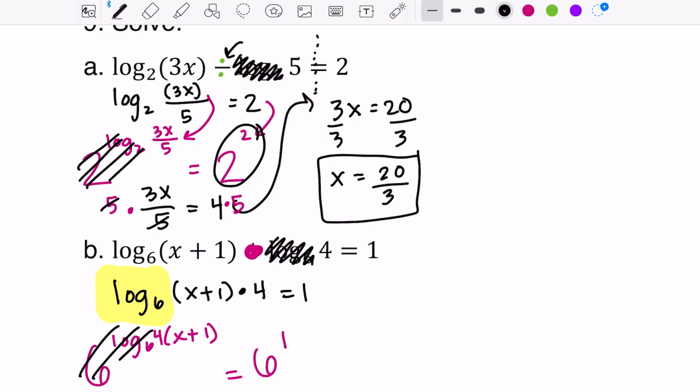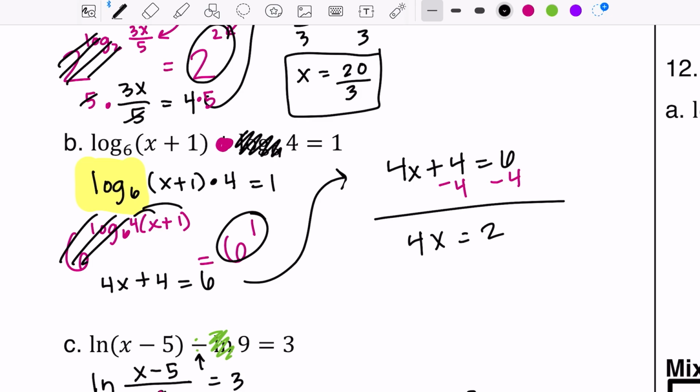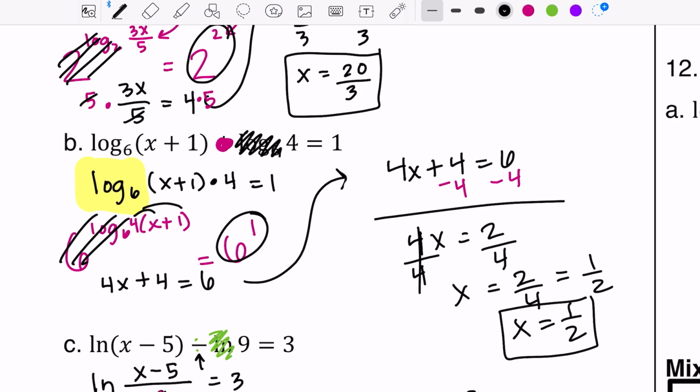I'm going to see that these undo each other, the 6 and the log base 6. So I get 4, and then I'm just going to do that math. 4x plus 4 equals, and 6 to the first power is 6. So that gives us 4x plus 4 equals 6. So then we subtract 4 from both sides. We get 4x equals 2. Divide both sides by 4. X equals 2 over 4, which equals 1/2. So our answer for this one is x equals 1/2.